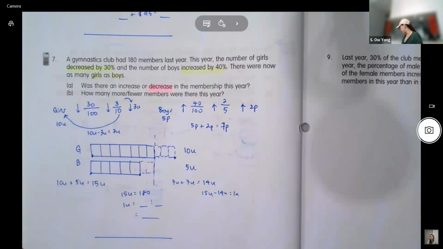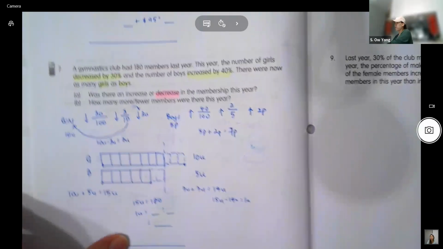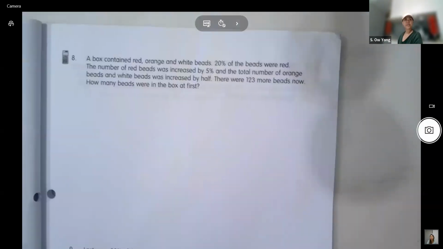Okay, that is for question 7. Question 7, do take a look. Do write down the steps properly. Then we move on to question 8.